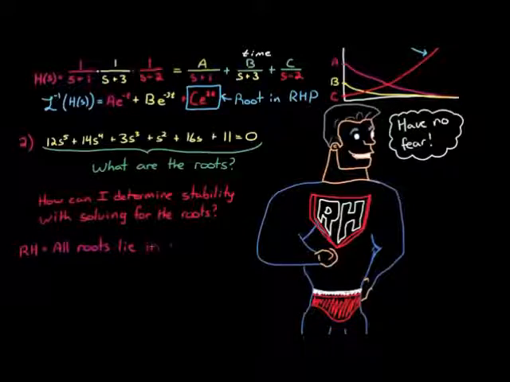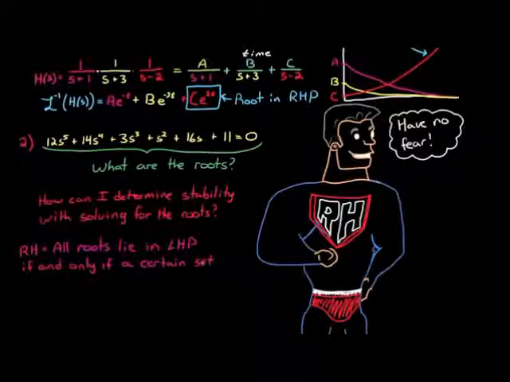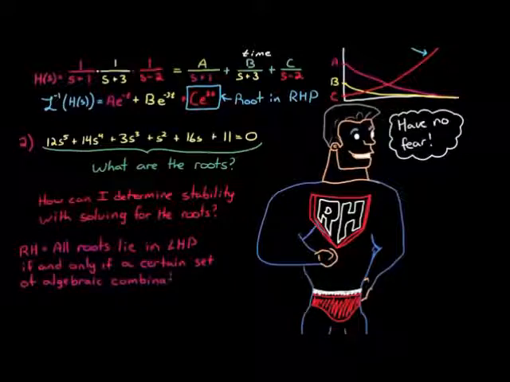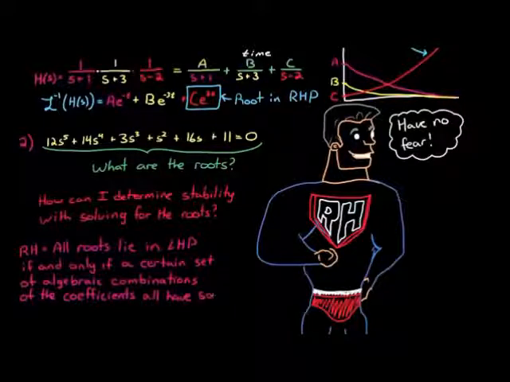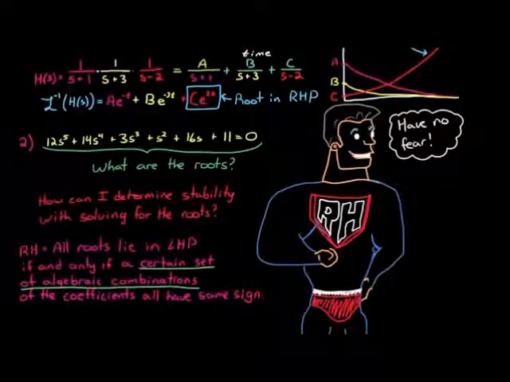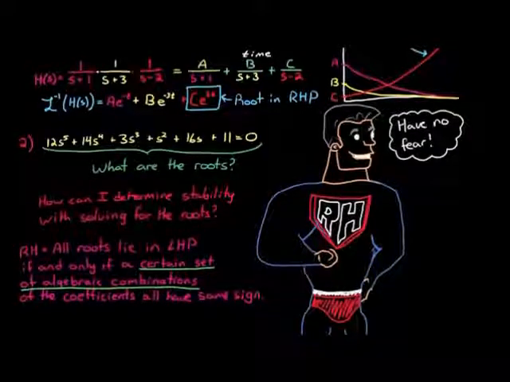The Routh-Hurwitz criterion states that all roots of a polynomial lie in the left half plane if and only if a certain set of algebraic combinations of its coefficients have the same sign. And this statement, a certain set of algebraic combinations, is really just a cryptic way of saying that you perform the steps to fill out the Routh array. The great thing about the Routh array is that you don't have to actually solve for the roots of the characteristic equation.